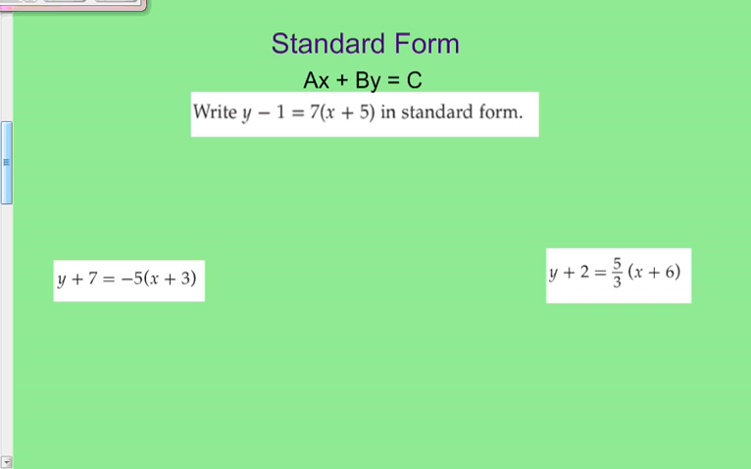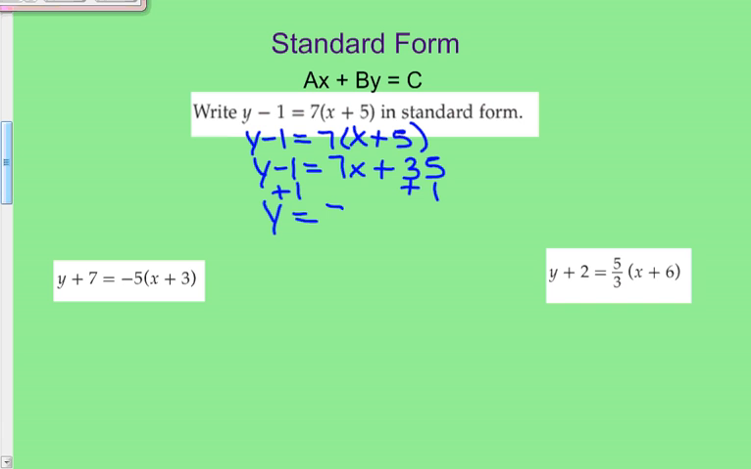So you're going to take your equation in point-slope form and rewrite it in standard form. So we have y minus 1 equals 7 times x plus 5. First thing I'm going to do is distribute and get rid of my parentheses. Y minus 1 equals 7x plus 35. Now I want my whole numbers on the right because that's c. So I'm going to add 1 to both sides. So I'll be left with y equals 7x plus 36.